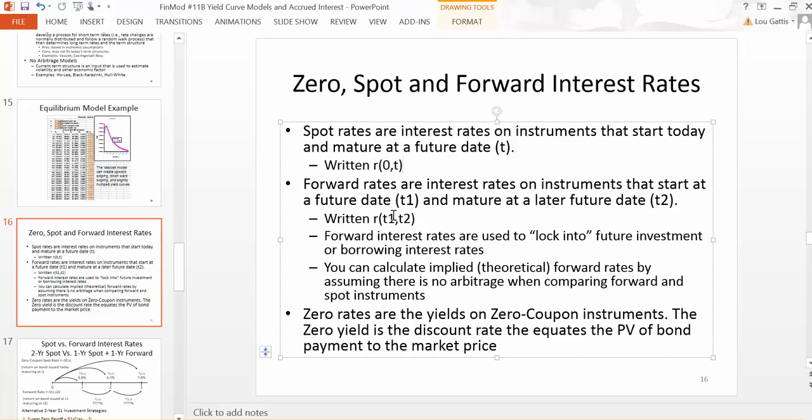But you can also go to a bank and ask for a loan or a savings instrument that, say, starts 1 year from now and ends 2 years from now. That would be a forward interest rate.